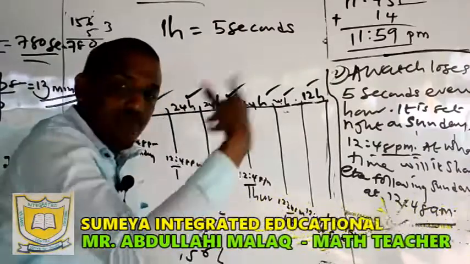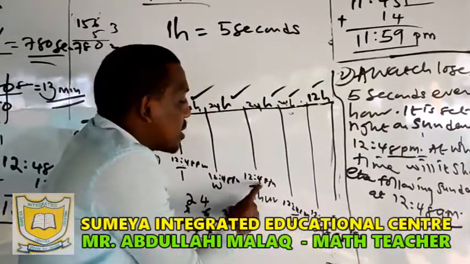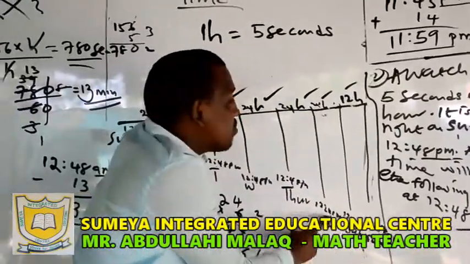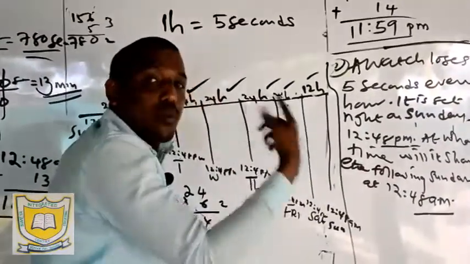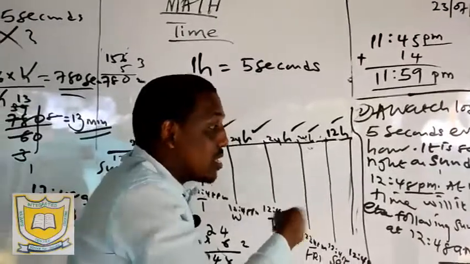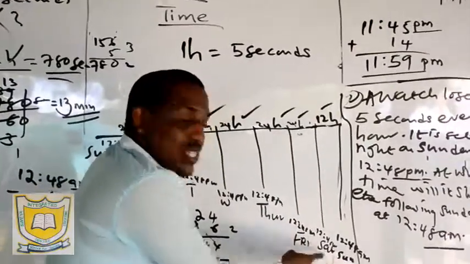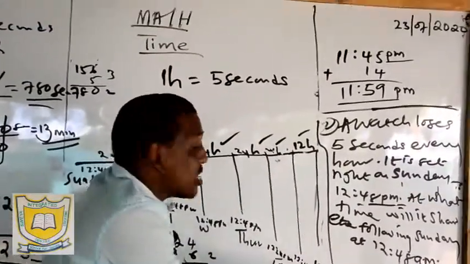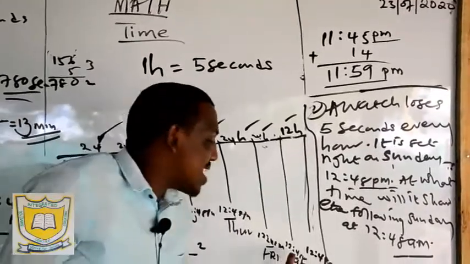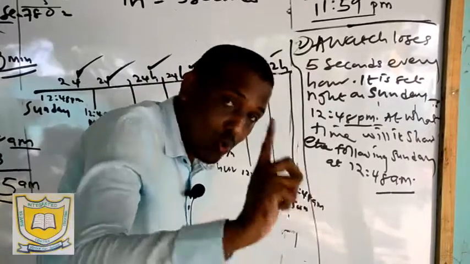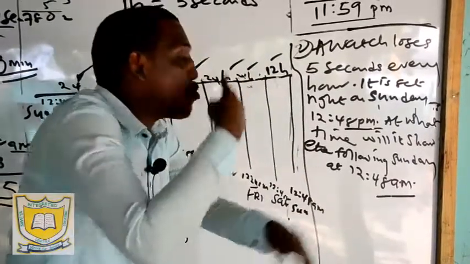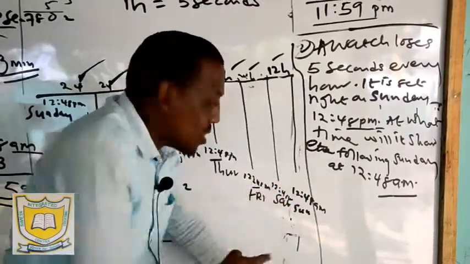So Thursday, then we go to Friday. Thursday 12:48 p.m. to Friday 12:48 p.m. is 24 hours. Friday 12:48 p.m. to Saturday 12:48 p.m. is 24 hours. Saturday 12:48 p.m. to Sunday. We go back up to Sunday because they say the following Sunday. No, we don't say 12:48 p.m. They say the following Sunday in the morning, 12:48 a.m.